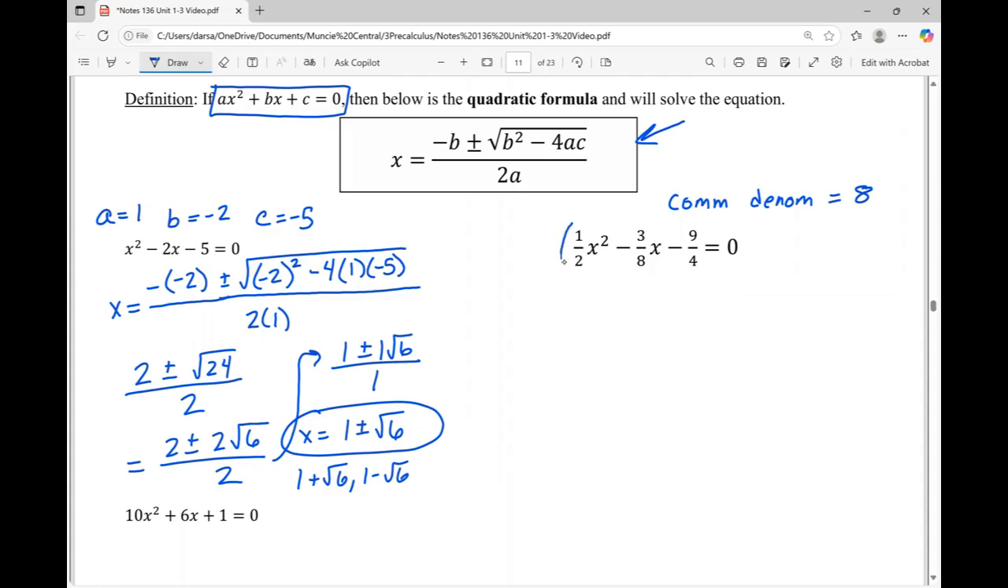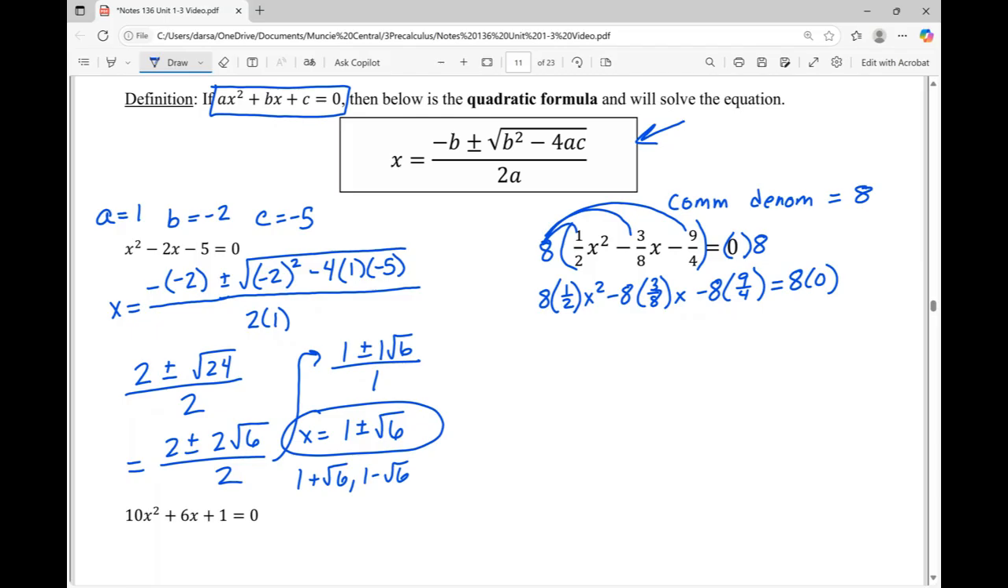So what we're going to do as a little trick, remember, you can multiply both sides of an equation by anything that we want as long as we do it legally. So we're going to multiply both sides of this equation by 8. And then since this is in parentheses, we're going to distribute that 8 to all three terms that have the fractions. So we're going to have 8 times 1/2 x squared minus 8 times 3/8 x minus 8 times 9/4 equals 8 times 0.